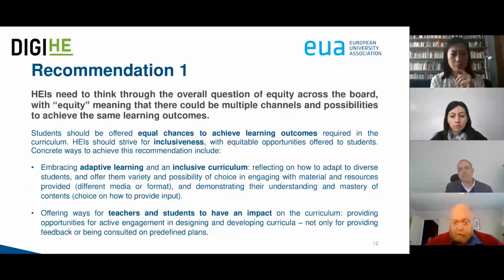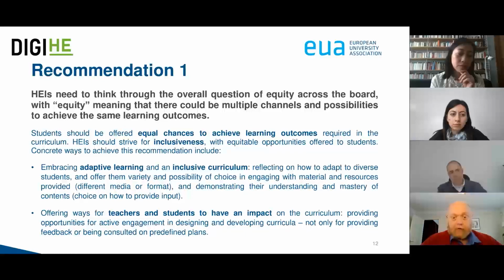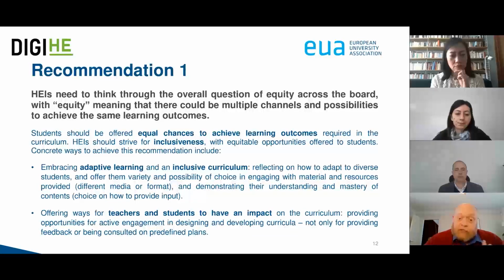So the first recommendation was something that really went across all of the concepts and all of the elements of the recommendations from the TPG. And that's that we need to think of the question of equity right the way across the board in terms of our educational provision, our assessment provision, how we deal with students, how we encourage students to be part of our learning communities. And so all students need to be offered equal chances to gain out of the educational experiences that they're coming across.